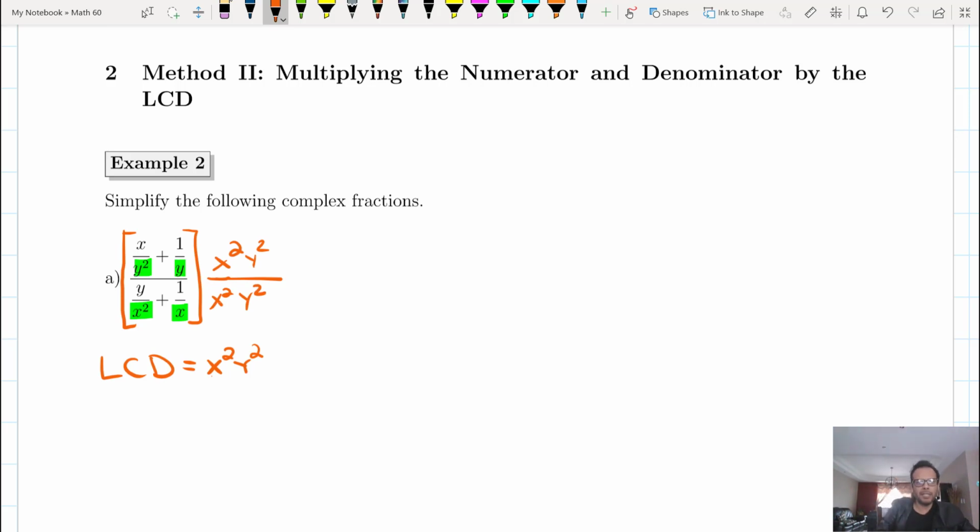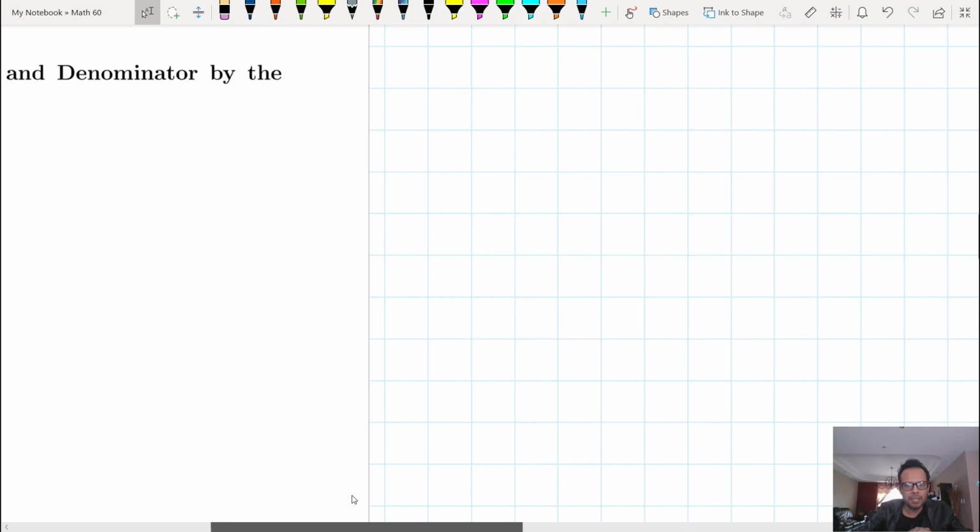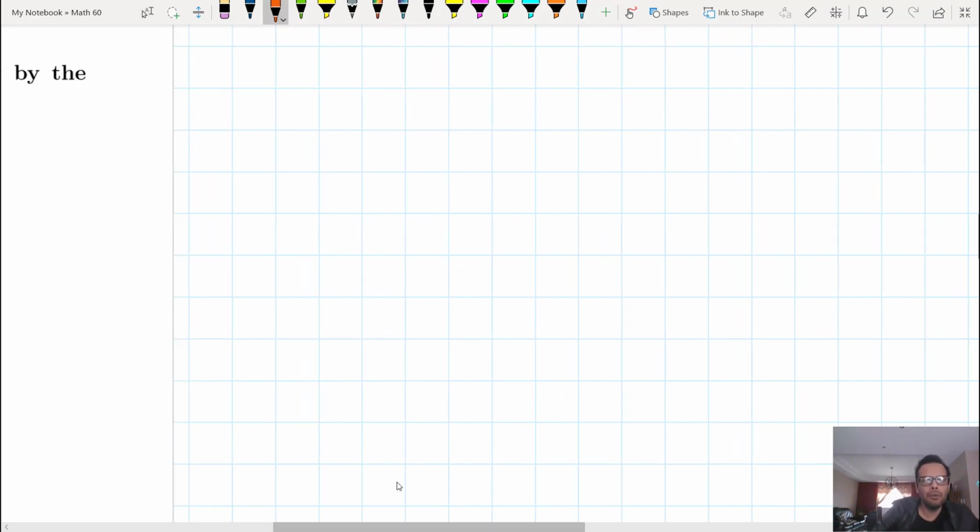Now, the tricky part here is when we distribute. Notice this x squared y squared is a product of some integers. Essentially what we're doing here is multiplying an integer by a fraction. One thing to keep in mind, let me take this a little bit to the side. Let me give you a simple example. So suppose we want to multiply the number 3 by 1/5.